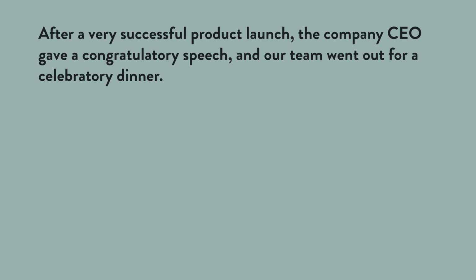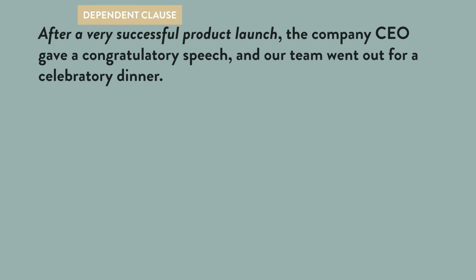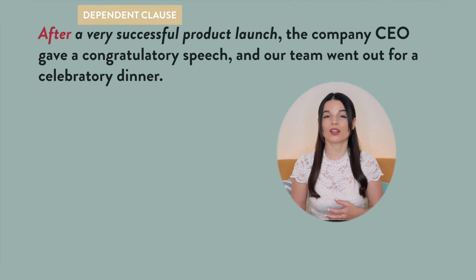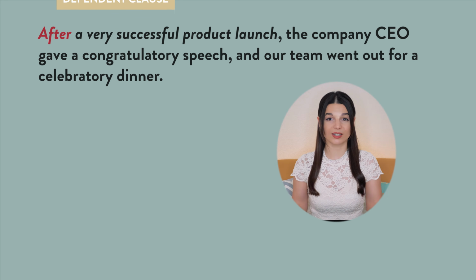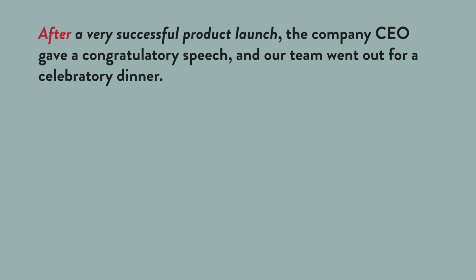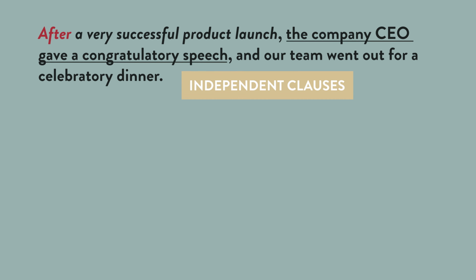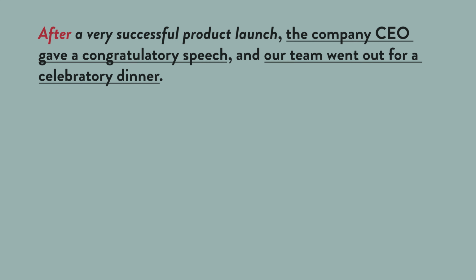Let's break these example sentences down into clauses so we can see what's going on. Let's look at the first example sentence. After a very successful product launch is a dependent clause. We know this because after is a subordinating conjunction. Another way to feel this is that the clause at the beginning provides us with some introductory information. Also, it's an incomplete idea. This is followed by 2 independent clauses. The company CEO gave a congratulatory speech, and our team went out for a celebratory dinner. These are joined with the coordinating conjunction and.